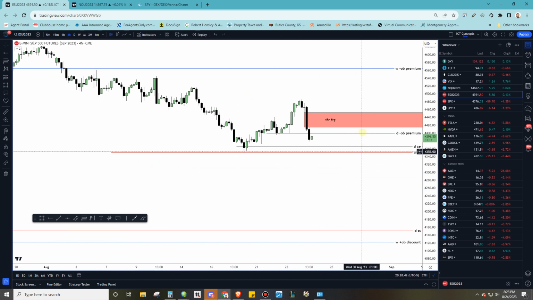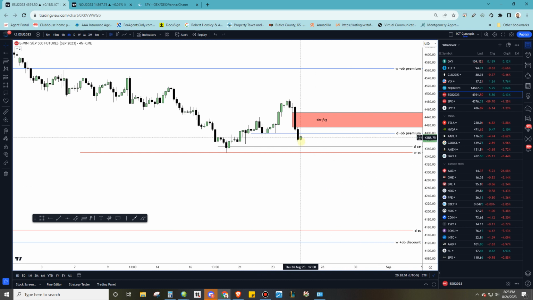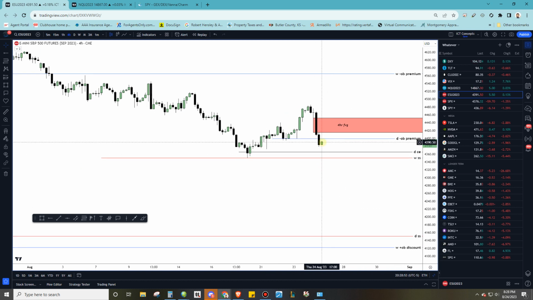So we've got the 4 hour, we've got a 4 hour fair value gap, and right now we're in this candlestick, right? So they may be printing another fair value gap here. It doesn't really make a whole lot of sense that they're going to be able to bring price back into this fair value gap. Why? Because there's this daily order block sitting right here. 4,400 just so happens to be that order block.